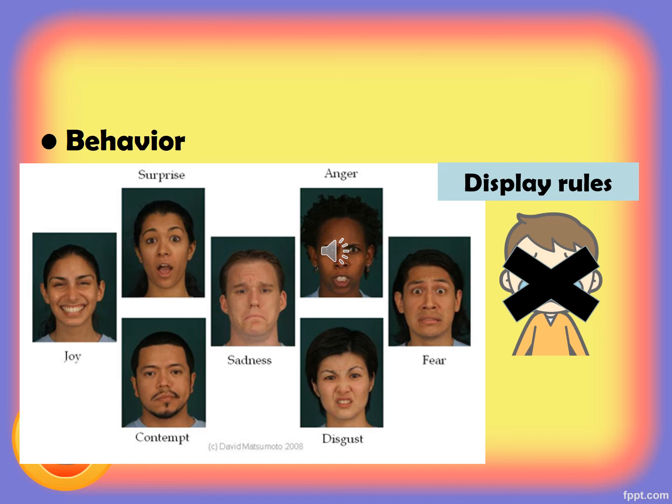Other than that, display rules can also be found between males and females. Males are actually bound by these display rules, so they are not encouraged to express their emotions openly, whereas females are encouraged to express their emotions openly, regardless of whether positive or negative. So they are free to share their emotions.